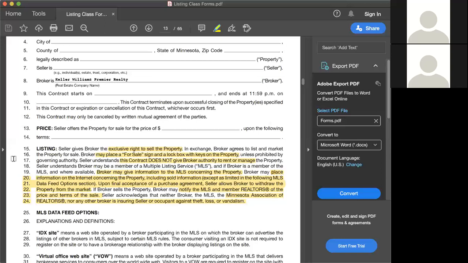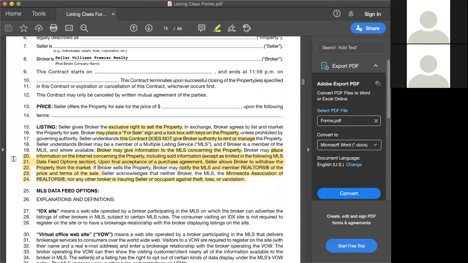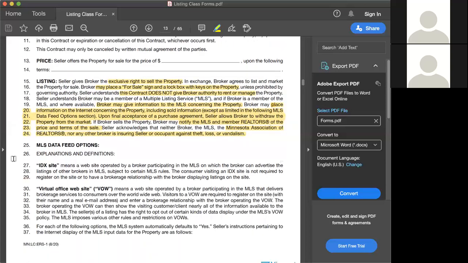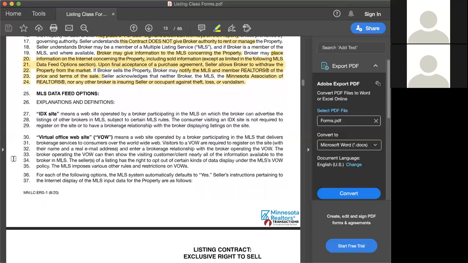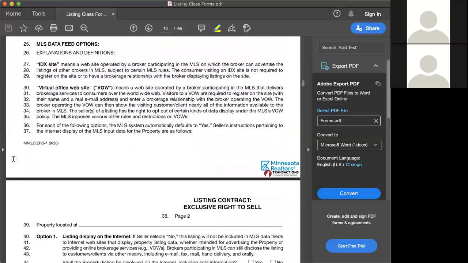Okay, so those are some important things in a very small paragraph that you need to make sure that you're going over with your seller, okay? So that they understand what you're doing when you list this property and what it means to put a property in the MLS, okay? The next section, we're gonna talk about those MLS data feeds.